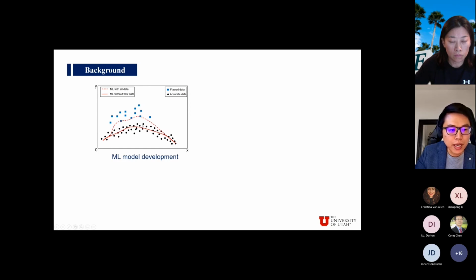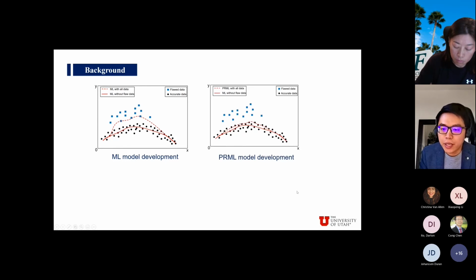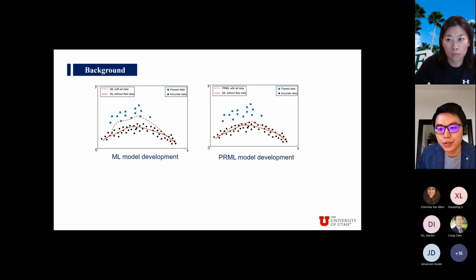By comparing these two lines, we can see that by using all of the data, we are expecting a very bad model performance, in terms of the dashed line, right? Because of the impact of the flawed data. But if we can implement the PRML model, which brings the classical traffic flow theory to regularize the machine learning training process, then we can get the second dashed line, even though we're using all of the data. Comparing this dashed line with the solid line, which is a good model, the difference is much smaller. So this simple example shows the capability of the PRML, which is much more resilient to data noise. Even if you grab data that contain a lot of noise or flawed data points, we can still have a good performance.